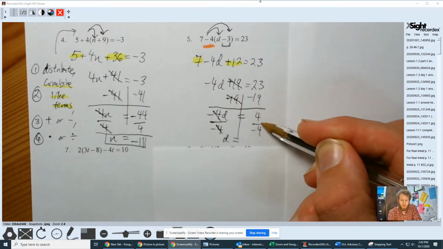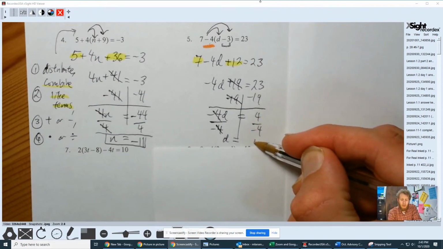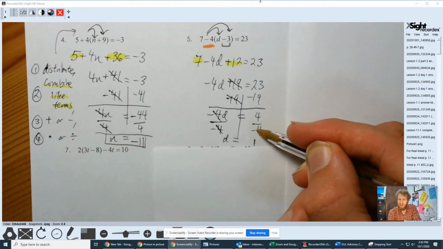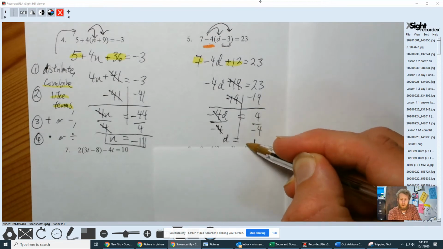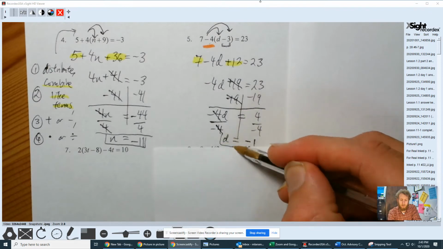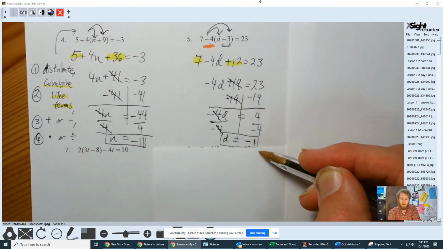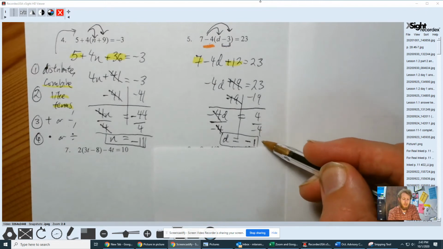And 4 divided by -4, well, the 4's are the same. So I'd have a 1, except that one of them is negative. So I put a negative outside. My final answer is d, the missing number, is equal to -1 because of the 4 divided by -4.